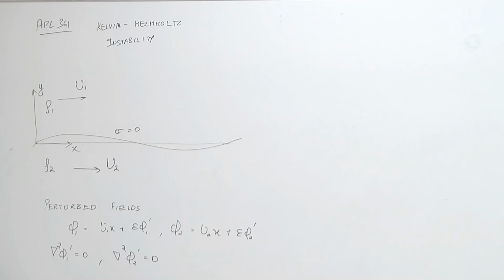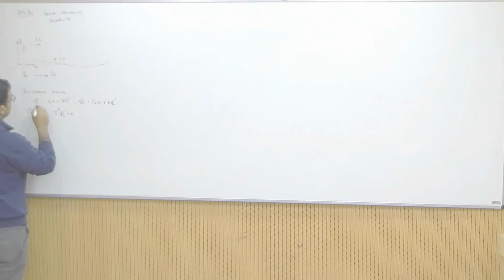Okay, so there can be different combinations that you can play around with, where you can add surface tension, you can make density same, you can remove surface tension, add gravity, and so on and so forth. If you have velocity difference, all of those combinations will be called Kelvin-Helmholtz instability. If you have a velocity difference, that is the key thing for Kelvin-Helmholtz.